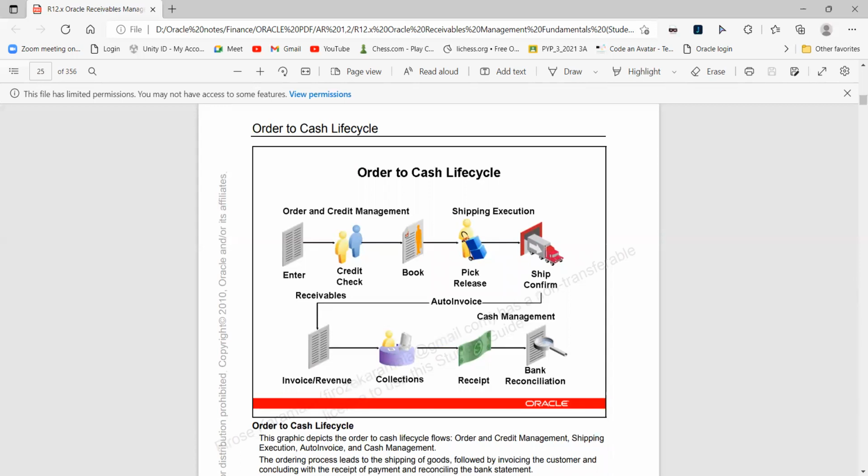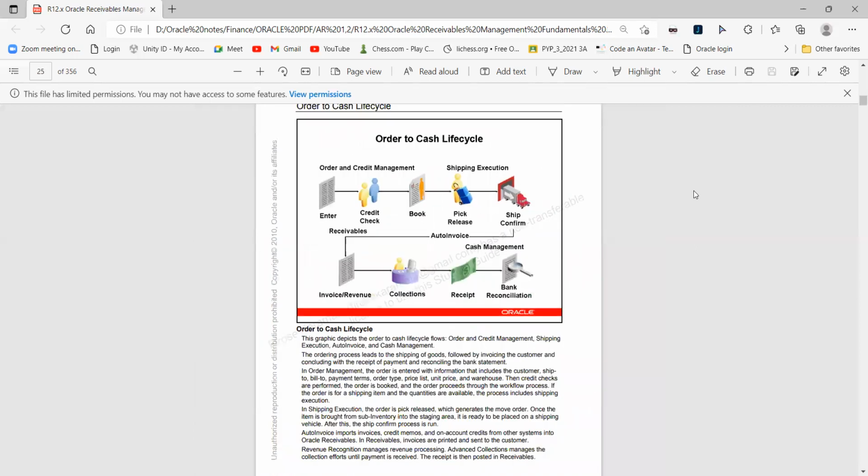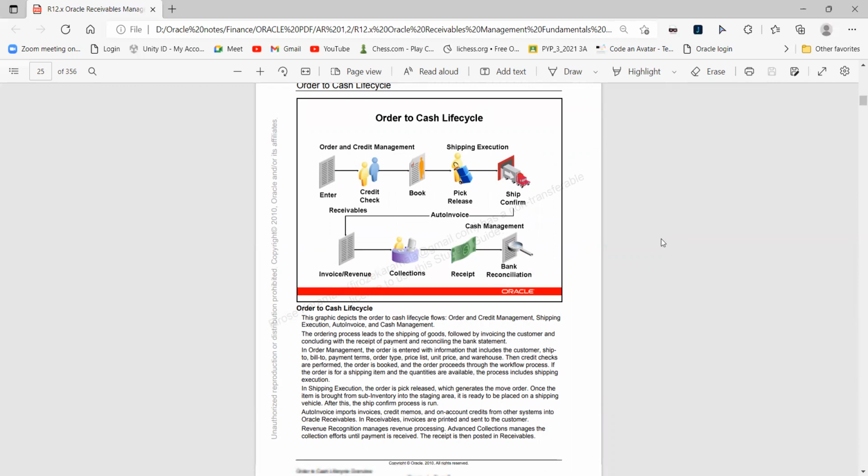So first, order and credit management. The order and credit management process splits the order to cash cycle into different parts. So in order and credit management, what is happening? What are you entering?